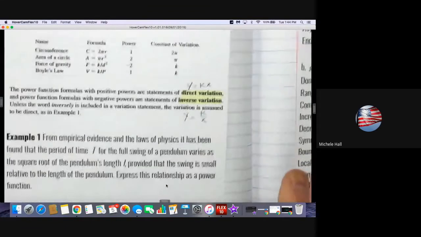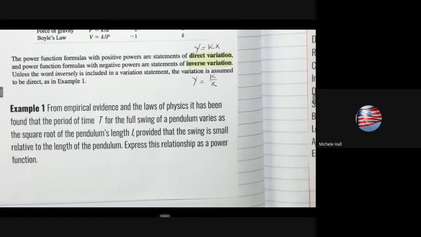Example 1. From empirical evidence and the laws of physics, it has been found that the period of time T for the full swing of a pendulum varies as the square root of the pendulum's length, L, provided that the swing is small relative to the length of the pendulum. Express the relationship as a power function.